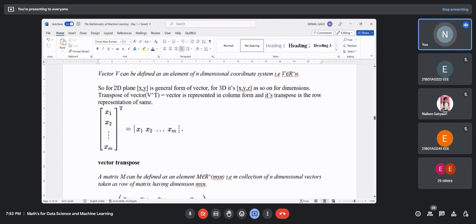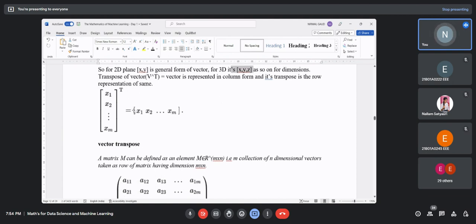For example, if I consider a 2D plane and I need to represent a point (x, y) in that plane, wherever that point is located, I calculate from the origin and make a line pointing to that particular point from the origin. That will be a vector. It can be 2D, or 3D if I have coordinates x, y, z.